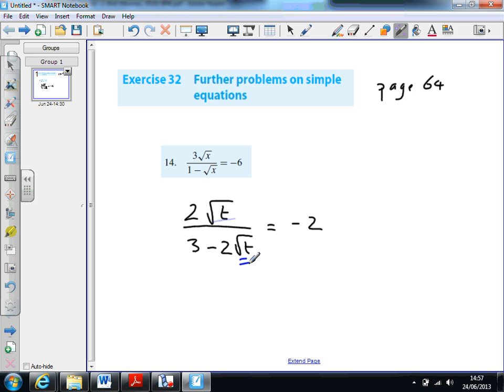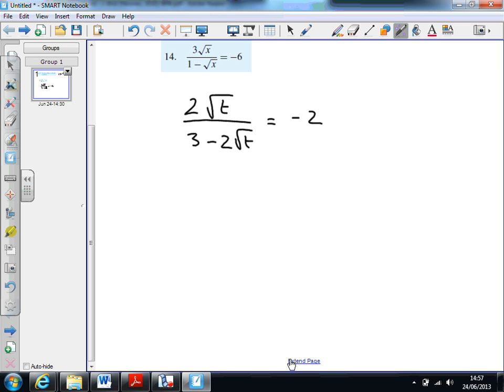So we're just going to get square root of t on its own, and then square to get rid of the square root. So the final thing we're going to do here is to square. But the first thing is to get root t on its own. So we use the tricks we've been using up to now.